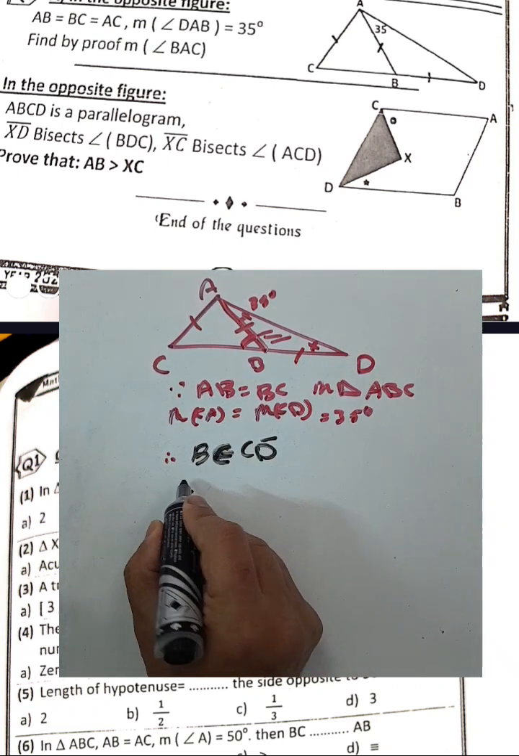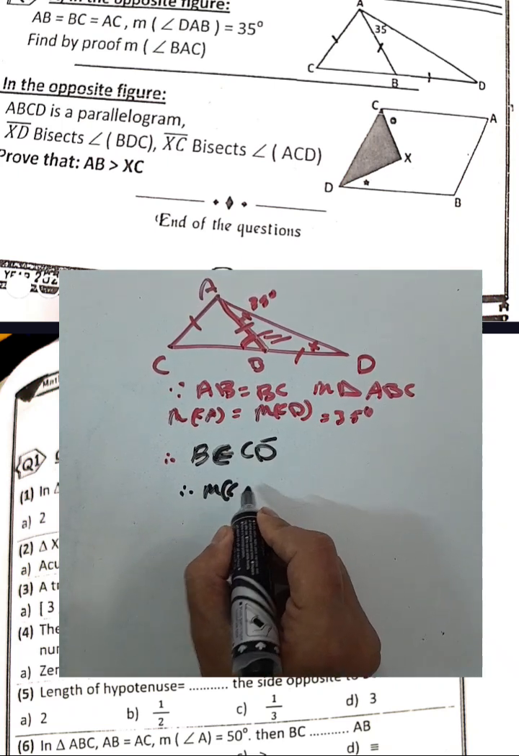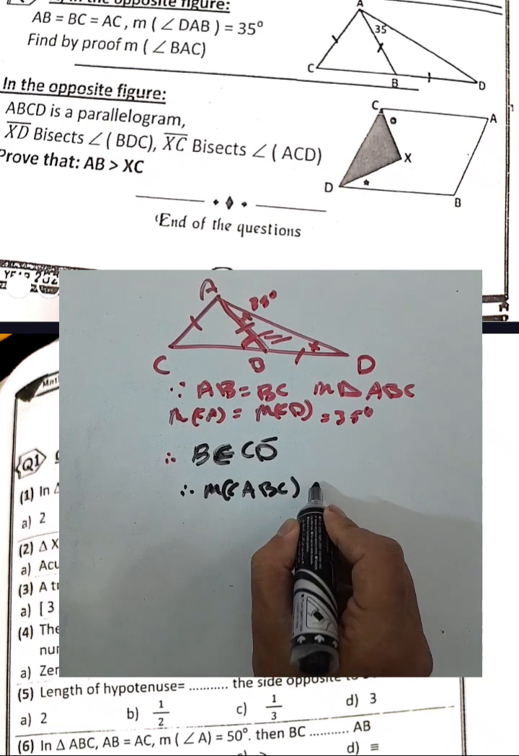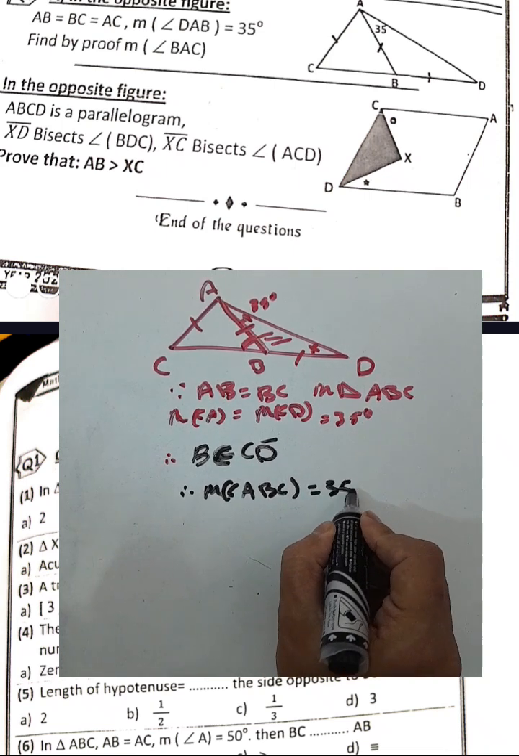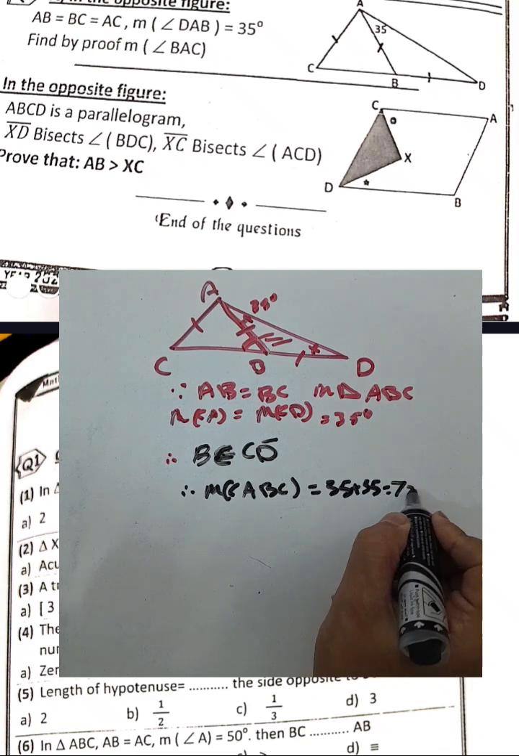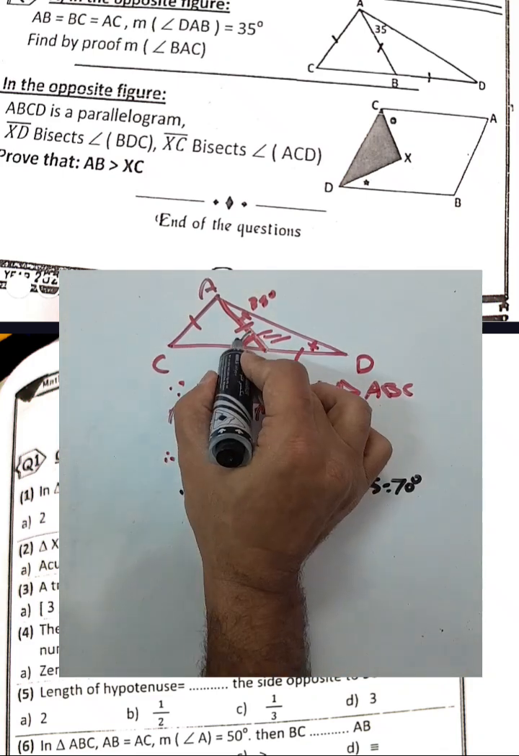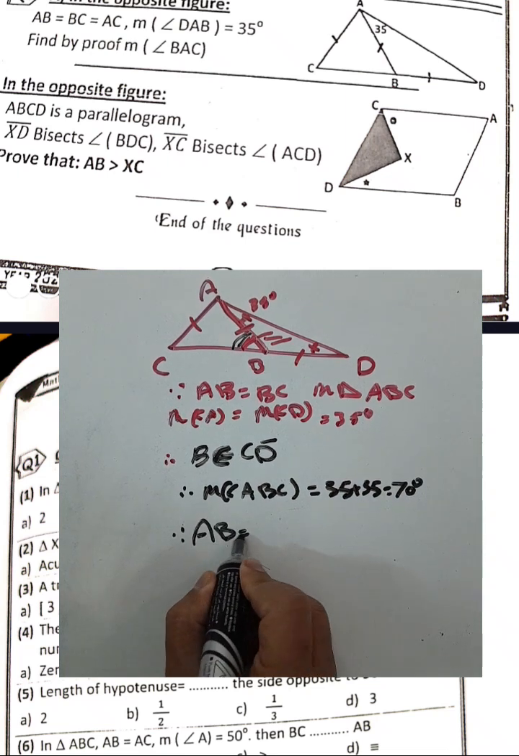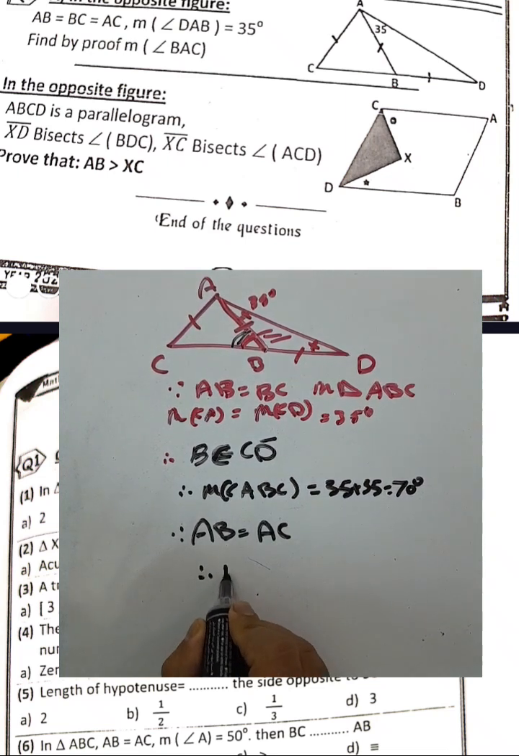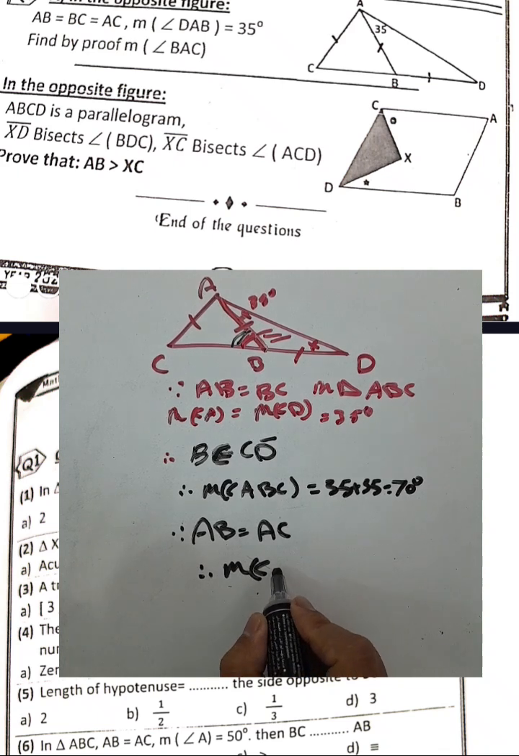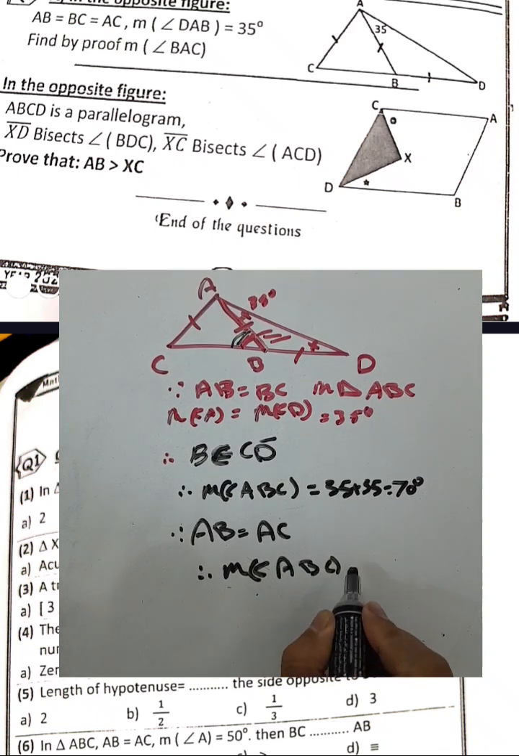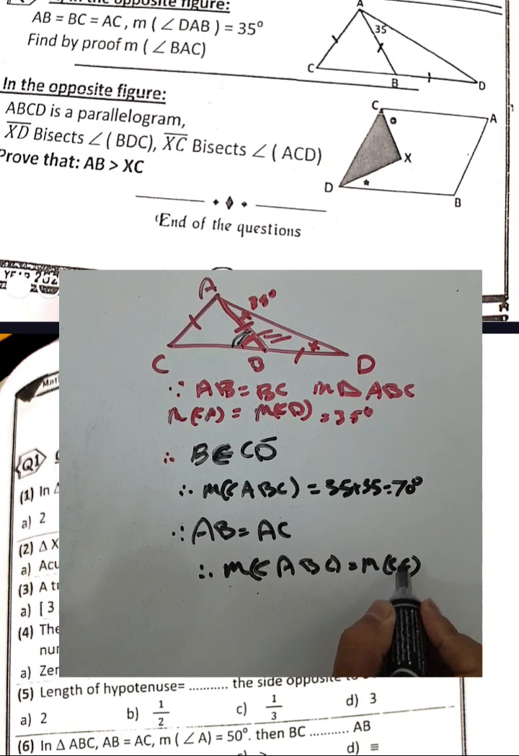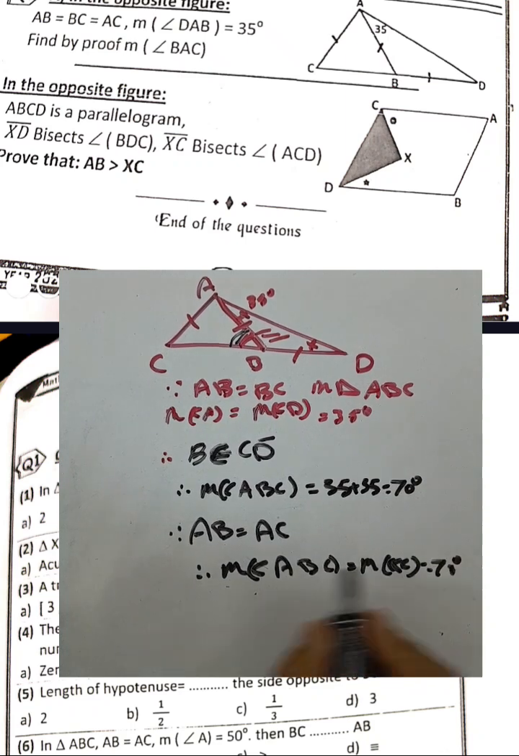Then the measure of angle ABC equals 35 plus 35 equals 70 degrees. This angle will be 70, such that AB was equal to AC. Then the measure of angle ABC will be equal to the measure of angle C, equal to 70 degrees.